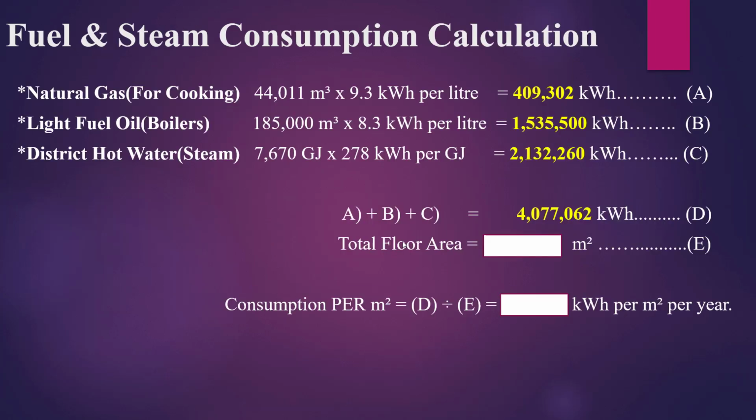Let us see a typical fuel and steam consumption calculation for any hotel. Use the following constants. Natural gas, for cooking, 9.3 kilowatt-hours per liter. Light fuel oil, boilers, 8.3 kilowatt-hours per liter. If district hot water, steam, 278 kilowatt-hours per GJ. Now you can substitute consumptions and add all consumption together to get total kWh as consumption.